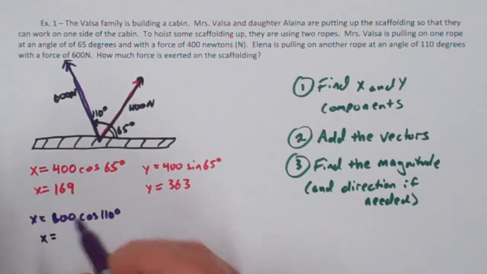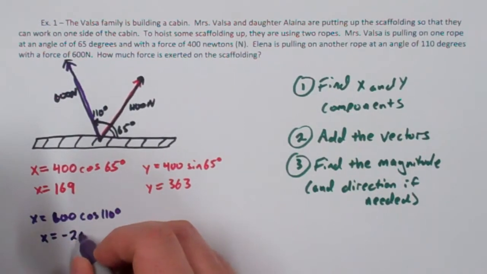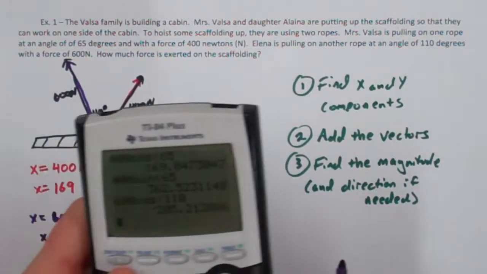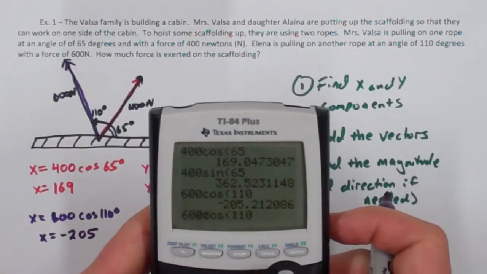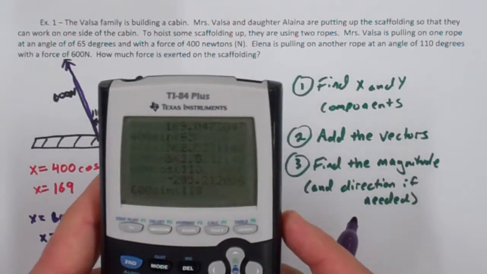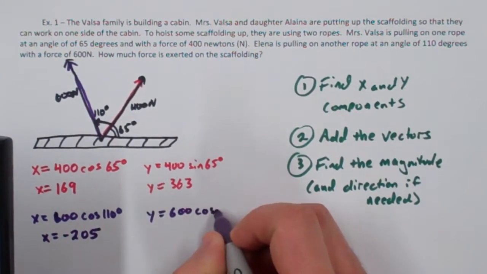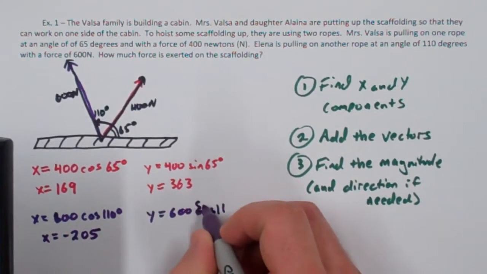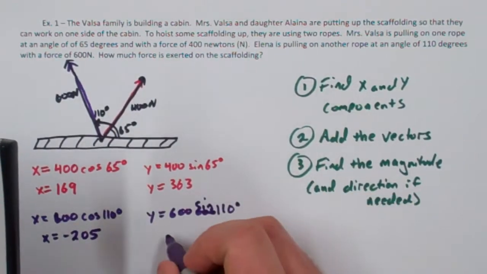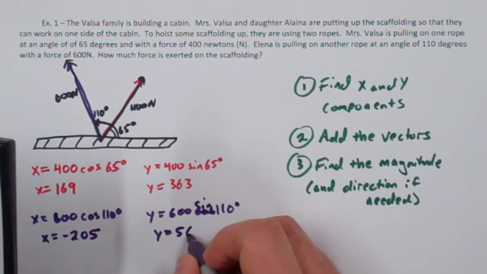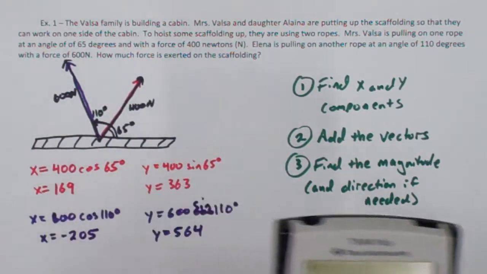By the way, the direction is important. And then if we just hit second enter, cursor back over, and hit sine, that'll give us the y component. Oops, that's a sign there. So this is 564, and that should be positive.